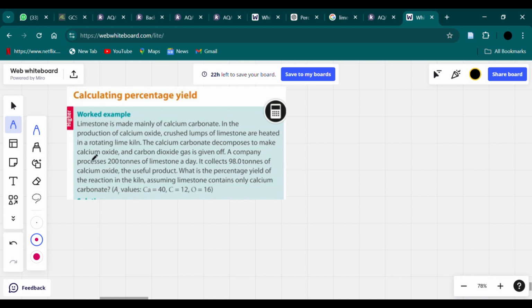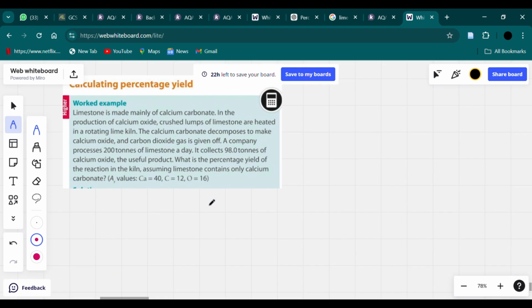So a company processes 200 tons of limestone a day. It collects 98 tons of calcium oxide, the useful product. What is the percentage yield of the reaction in the kiln, assuming limestone contains only calcium carbonate? Here the relative atomic masses of calcium, carbon and oxygen have been given to you.